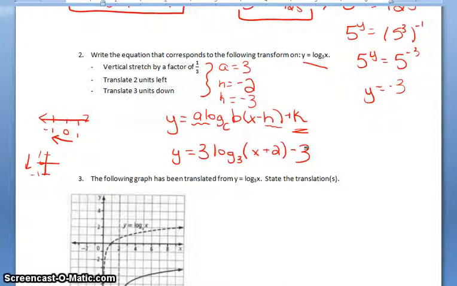So we're not given anything else in that question, so that's about as much as we can do for that question. So with that, we are done. Question number 2.